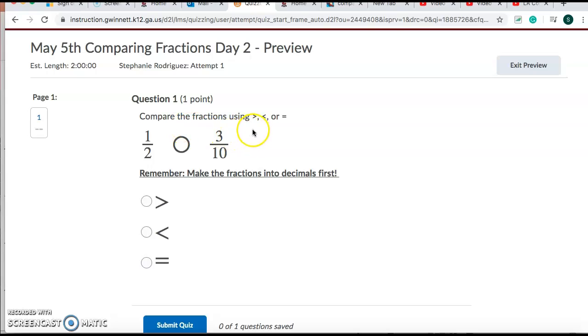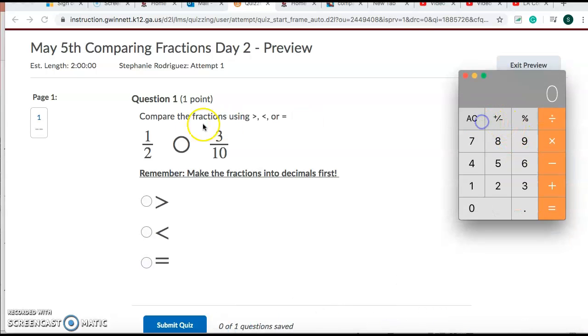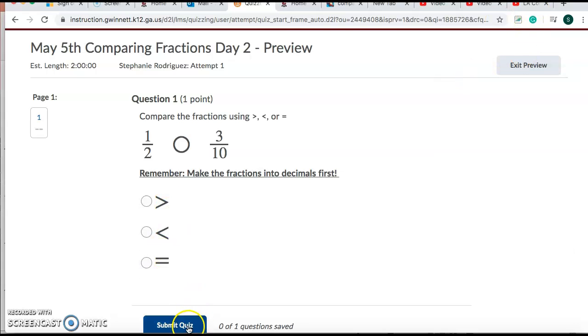Compare the fractions. 1 over 2 and 3 over 10. All you're going to do is divide, and you might need a piece of paper at home and your calculator. You're going to do 1 divided by 2. Well, that's 0.5, okay? And then you got 3 divided by 10. That's 0.3. So which one's bigger, 0.5 or 0.3? You decide. You make your mark and then press Submit Quiz.